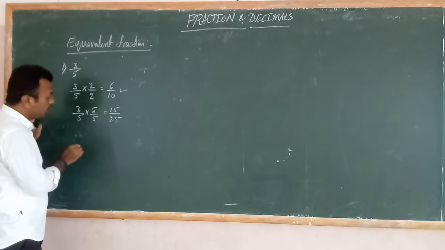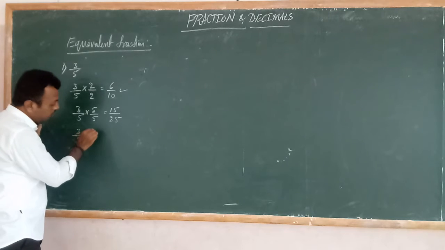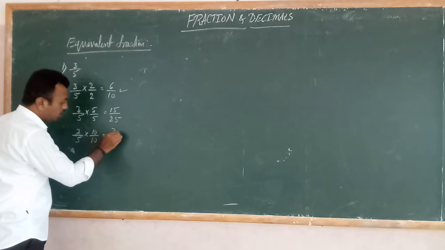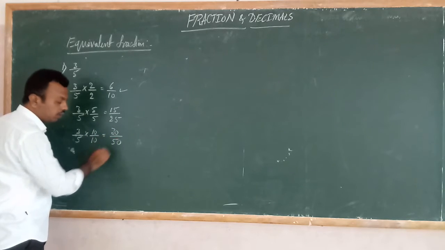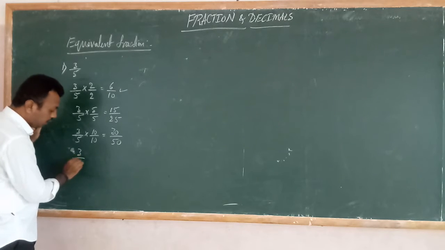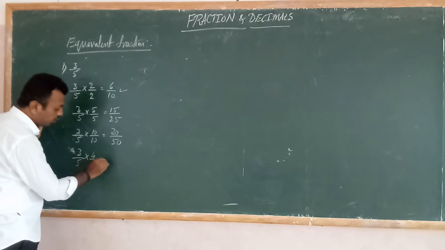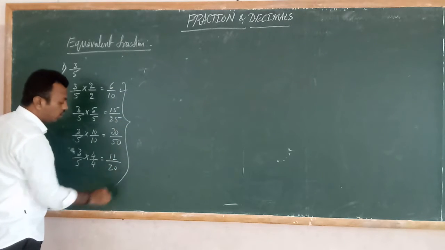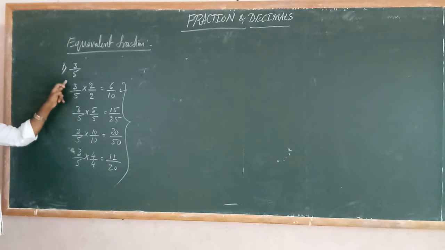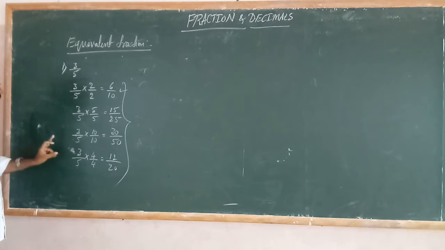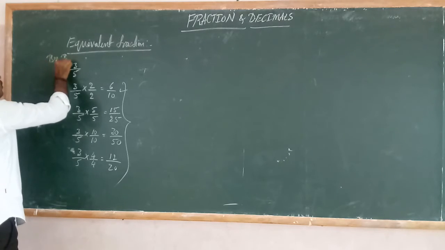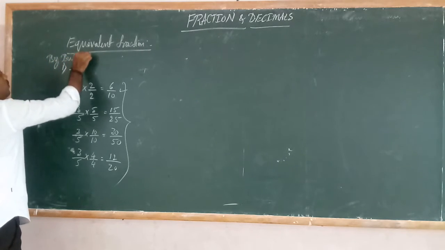Again 3 by 5, you take 10: 10 3s are 30, 10 5s are 50, so 30 by 50. Then 3 by 5, you take 4: 4 3s are 12, and 4 5s are 20. So these are all equivalent fractions of 3 by 5. Understood? Likewise, you find the equivalent fractions by multiplication.